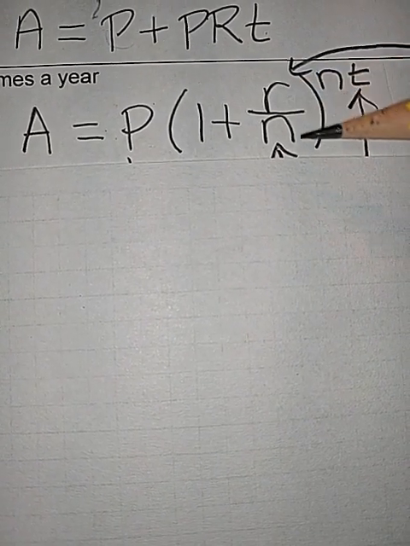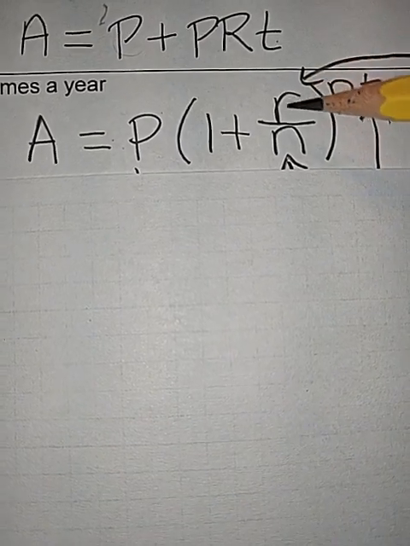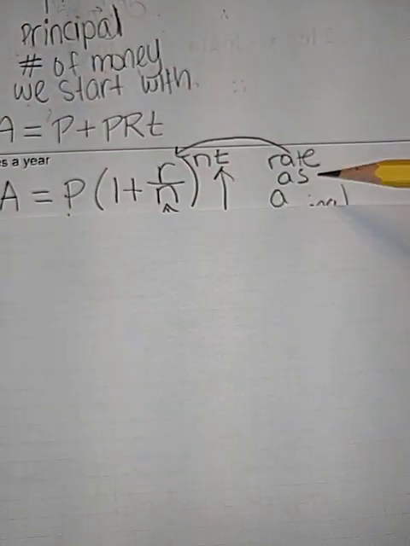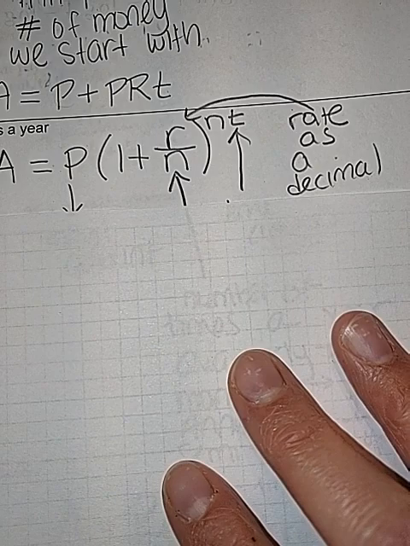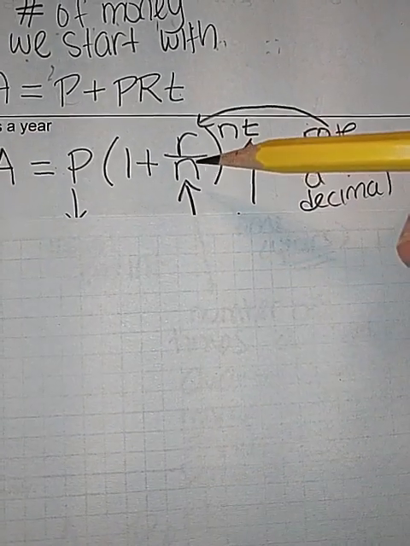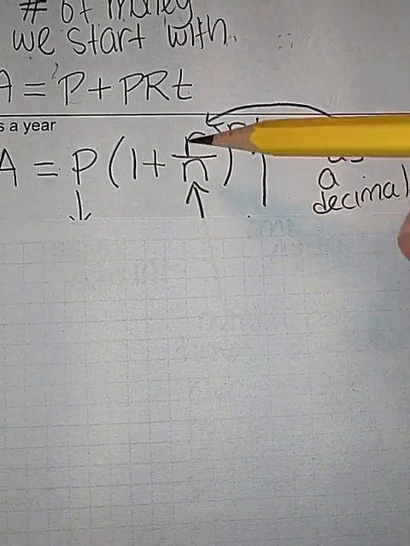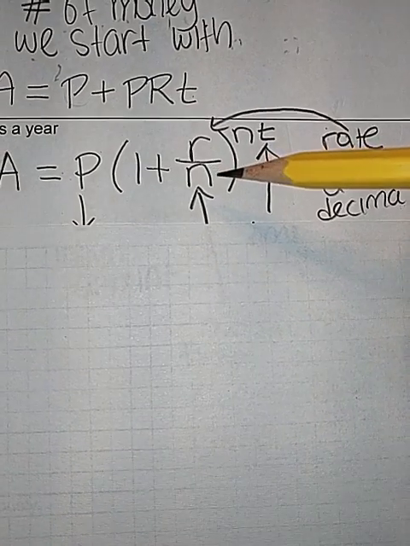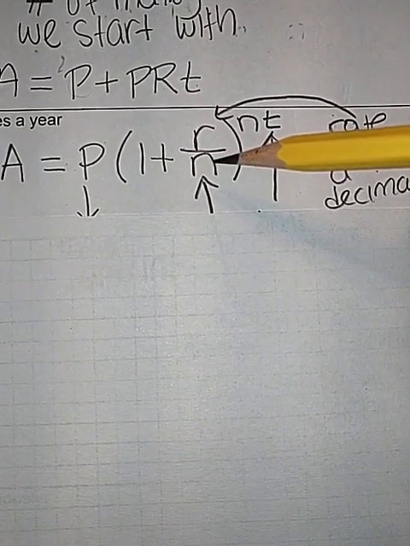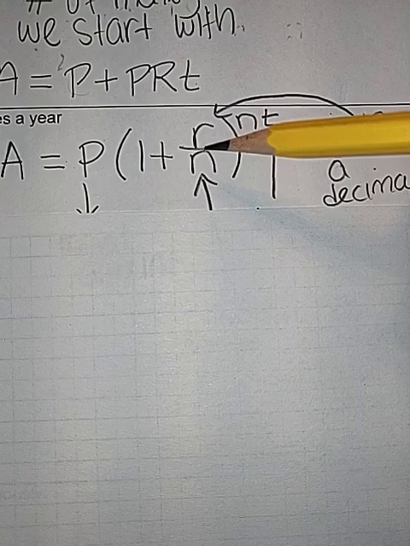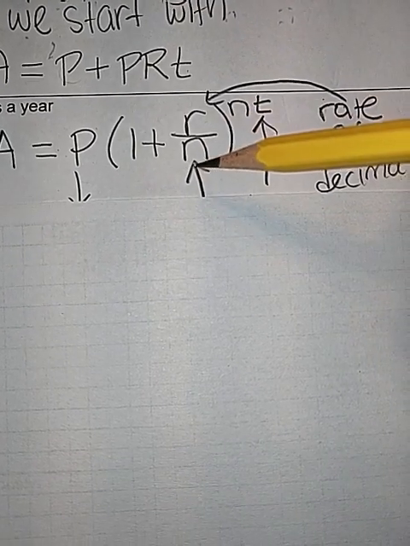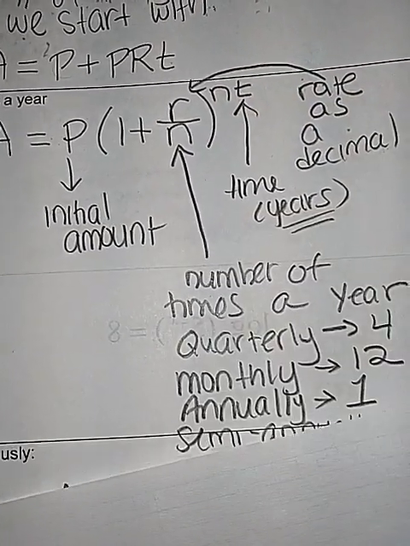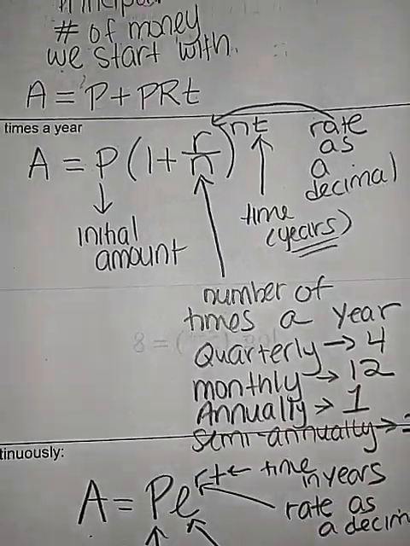All right, so we have another variable here. We have n now. So our r is still the same. Our r is still a rate as a decimal. Our n is the number of times that we're going to receive the interest per year. So they will say things like quarterly or monthly or semi-annually. That's our n value. And our t is the time in years.